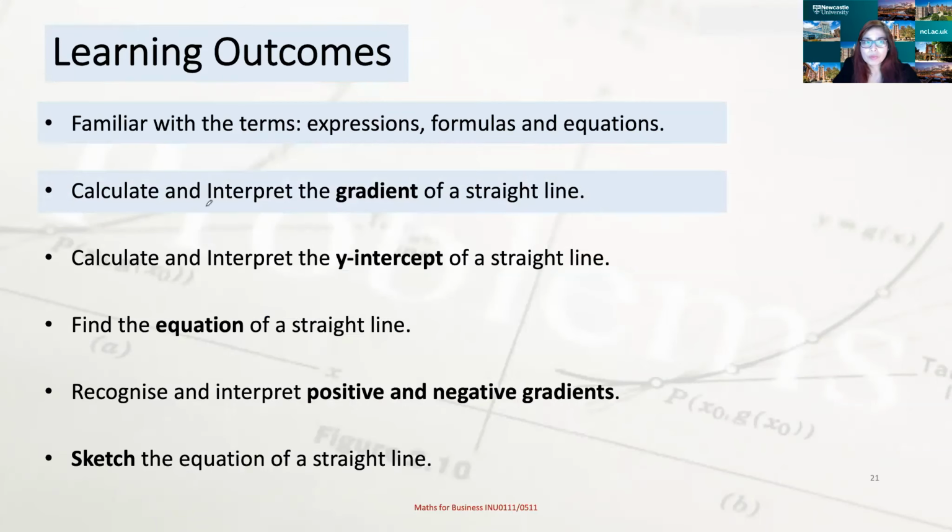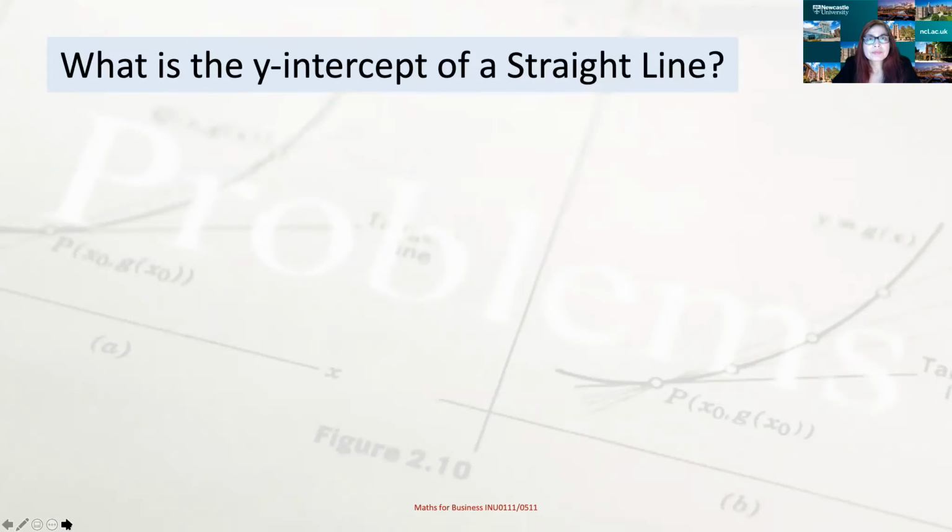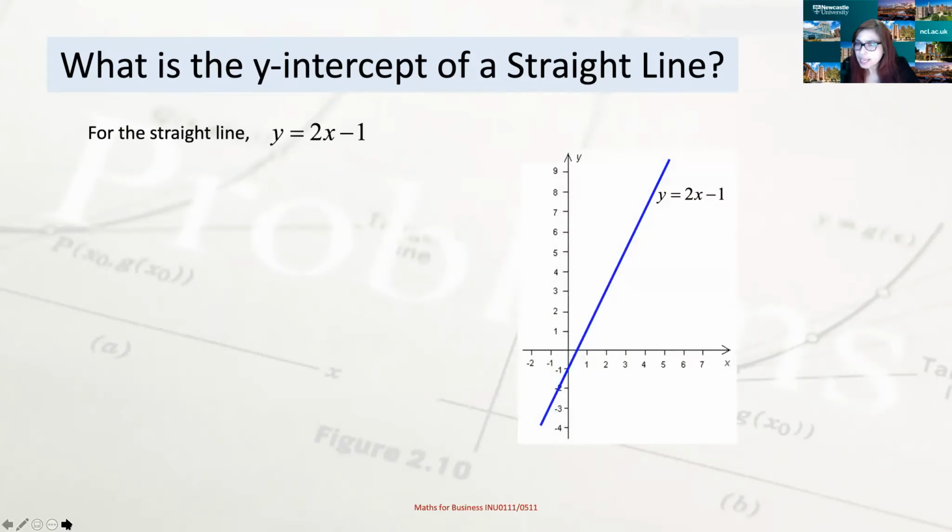Now we have seen what is a gradient and how to calculate it and how to interpret it. Now let's see what is the y-intercept of a straight line, how to calculate it and how to interpret it. Okay, let's take the same example, y is equal to 2x minus 1. We know how to draw the graph using data points, the simple way.